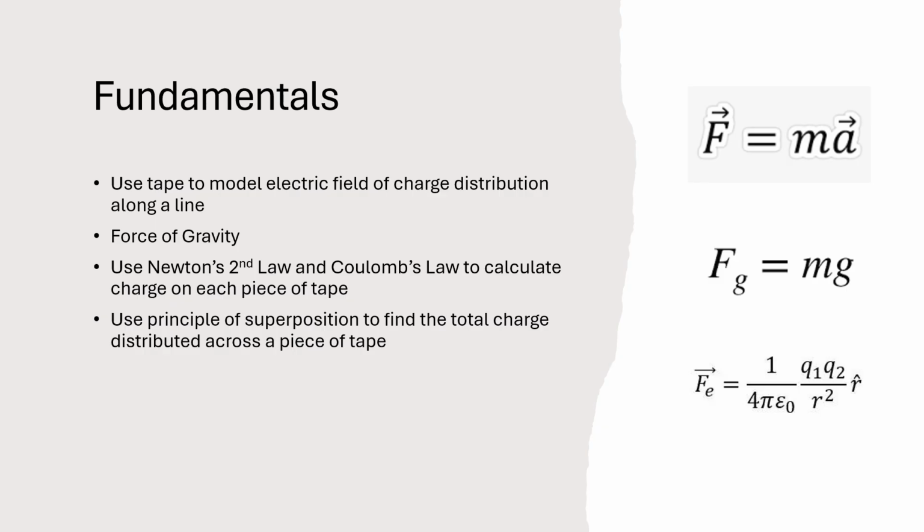For the fundamentals, I used the tape to model the electric field of a charge distribution along a line. I used the force of gravity, Fg equals mg, seen in the middle right. I used Newton's second law, F equals ma, seen at the top right, and Coulomb's law, seen at the bottom right, to calculate the charge on each piece of tape. Then I used the principle of superposition to find the total charge distributed across a piece of tape in my GlowScript model.